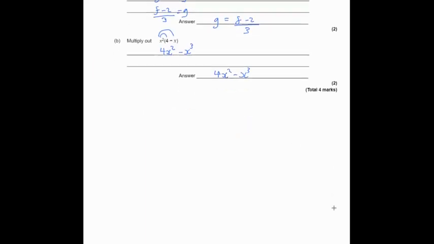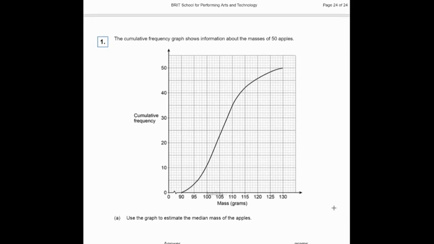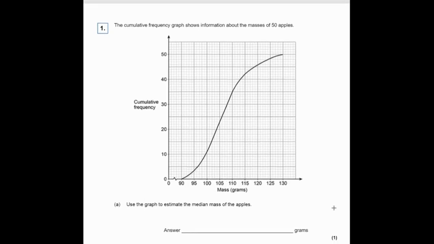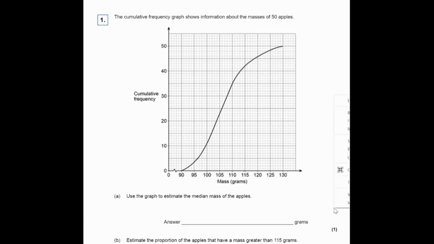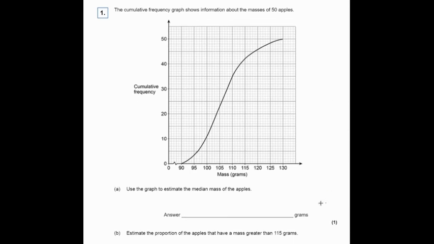Okay, moving on. We have this question. The cumulative frequency graph shows information about the masses of 50 apples. It says use the graph to estimate the median mass of apples.